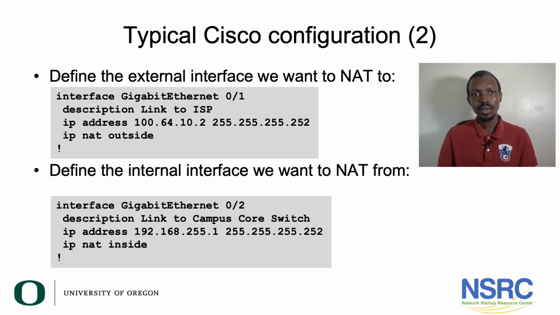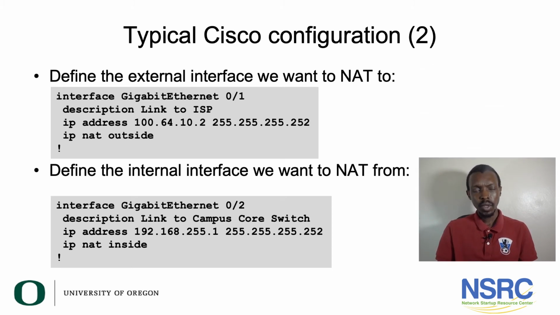That's what this rule set says. The next step is you have to define the internal and external interfaces that you want to NAT to or from. On the external interface, you put the IP address which is the link to the ISP. Remember, there's a /30 that they gave us, and ip nat outside tells Cisco that this is the external interface. Then on the internal interface, we have a 192.168 IP address, and we say ip nat inside to tell Cisco that this is the internal side of the network.